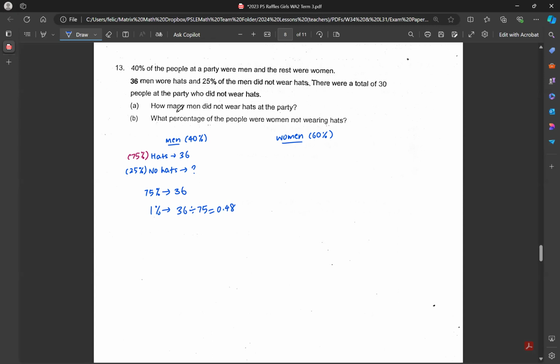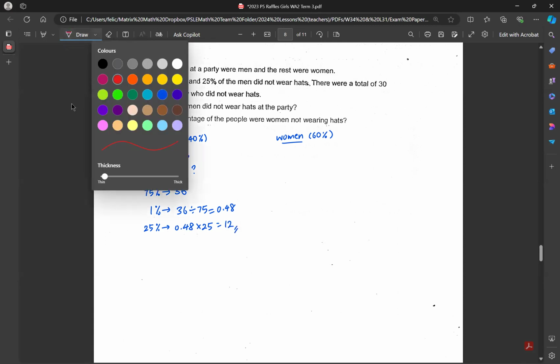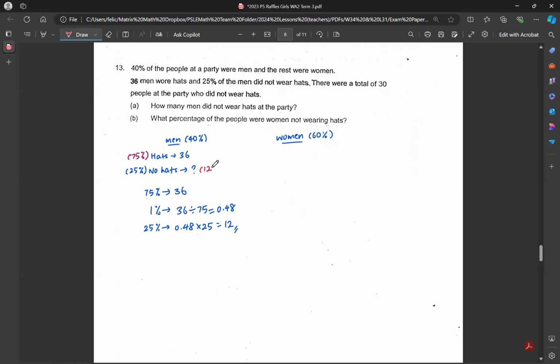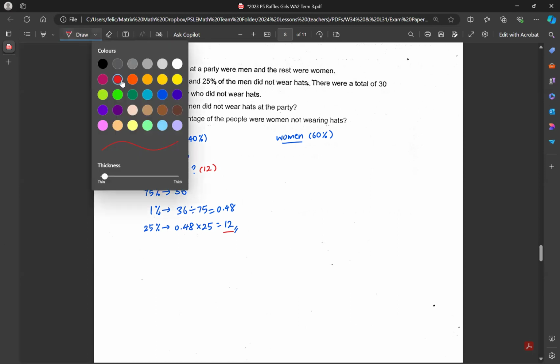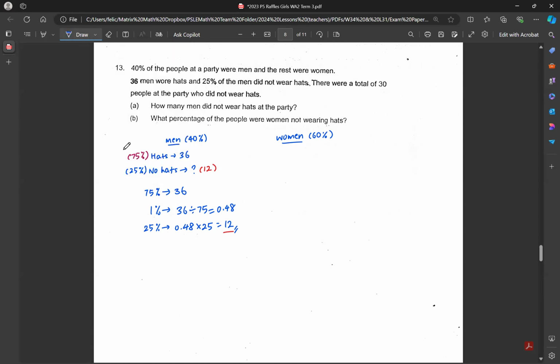Now, part A asks how many men did not wear hats at the party. Those men who did not wear hats is 25%. So I'll work out 25%, which is 12 men who did not wear hats. All right, so I found out that this is a 12 from here. My part A, remember to label A and B.